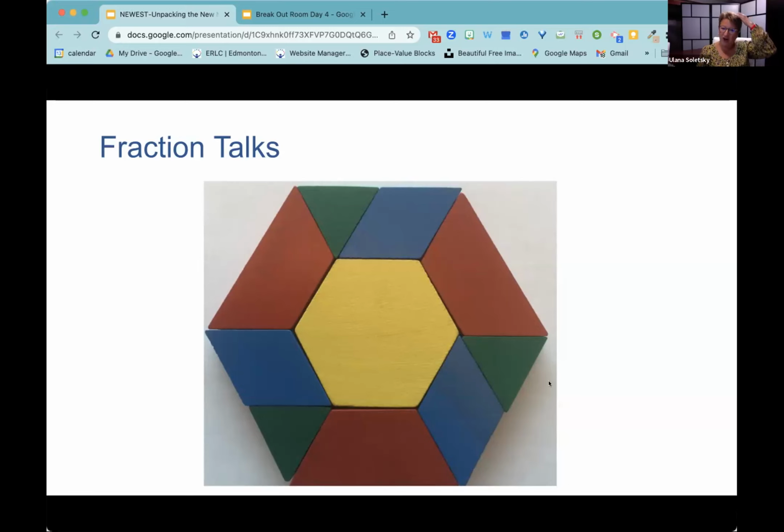And they've got a lot of these things made up that this is the whole. So if that's the whole, what is the red part of the whole? What is the blue part of the whole? What is the green part of the whole? And so the red part, what is the red part of the whole?